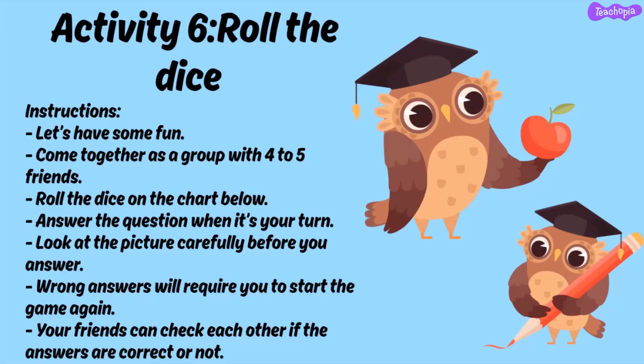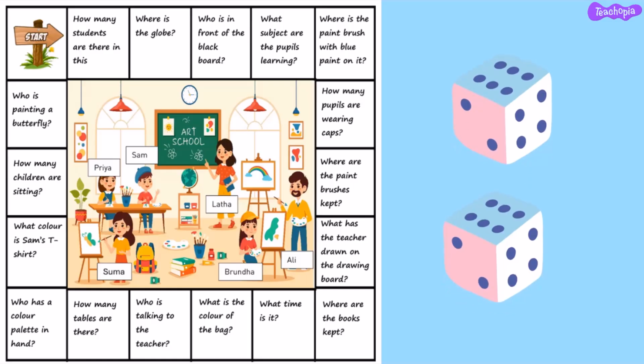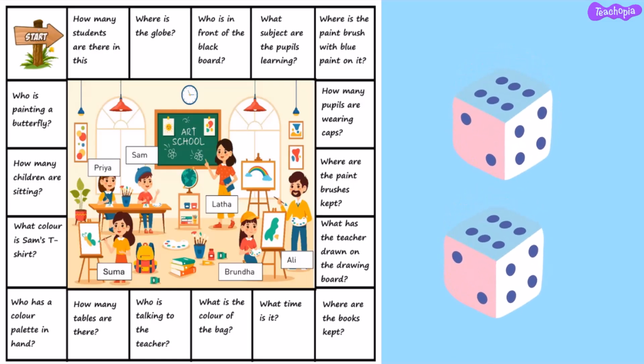Always remember to appreciate our learners as and when they are doing the PBL activity. Activity 6 talks about roll the dice. Here, the learners will have some fun. They will come together as a group with 4 or 5 friends, roll the dice, and answer when it is their turn. If the learners give wrong answers, they are required to start the game again. So these are the questions, and the learners can roll the dice and answer the questions.